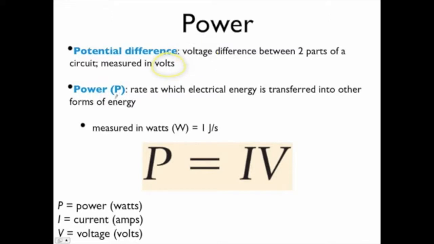Power. This is the same power that we were talking about back when we were talking about work. So again, it's just that rate at which energy is transferred, and so it's still measured in watts, and it's a joule per second. Except now in electricity we have power equals current times voltage, and you can put this in the triangle. This is like the worst triangle ever created, but you can put this in the triangle if you want to.